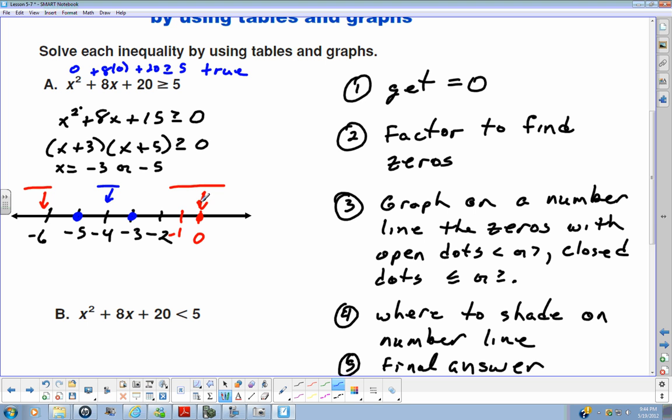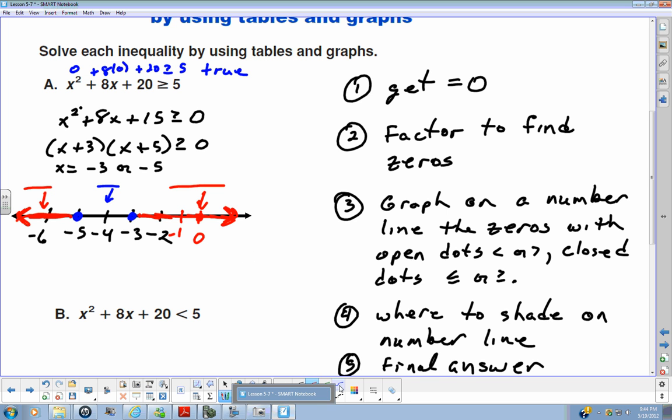So that means our shading is going to be in the red areas. So that means we're going to go this way out here because it's true out here, which means it's not true between them. So then it's true out here also. So we have to go both directions. I got to shade that completely.